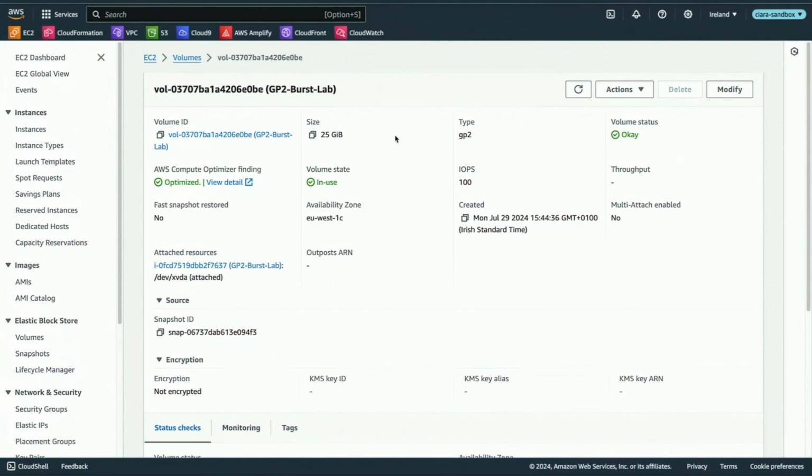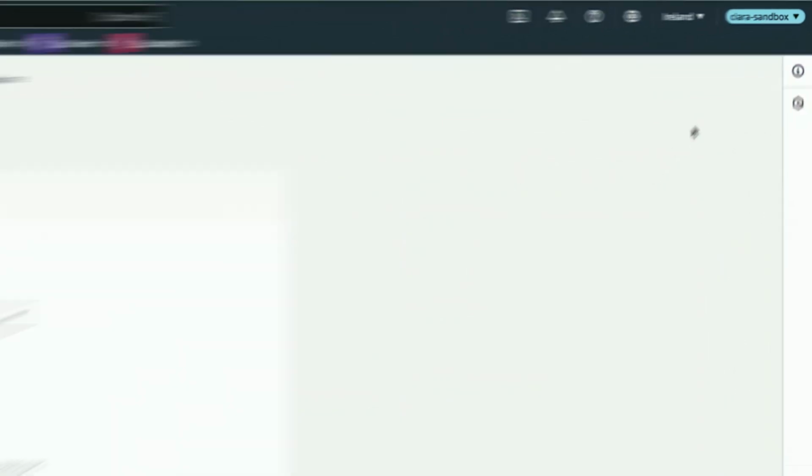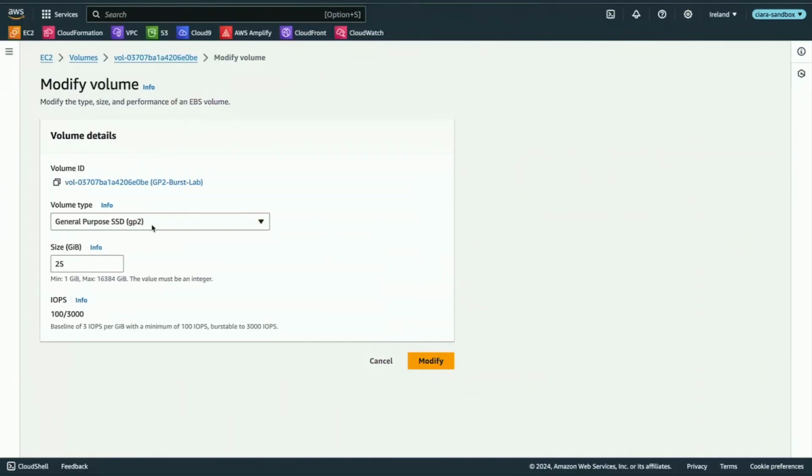And as we'll discuss in a later episode, the newer type of general purpose EBS volumes are GP3 volumes, which are recommended by AWS and are actually cheaper to run, as we've seen in our earlier section with Compute Optimizer. So let's have a look at how we actually modify this volume. If we click on modify, we're going to change this volume to GP3.